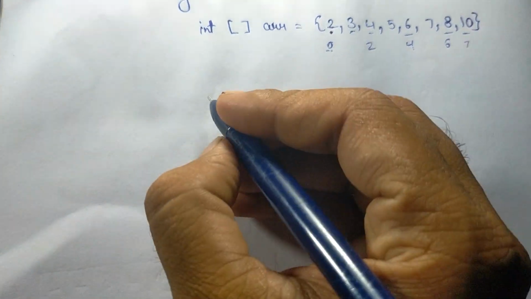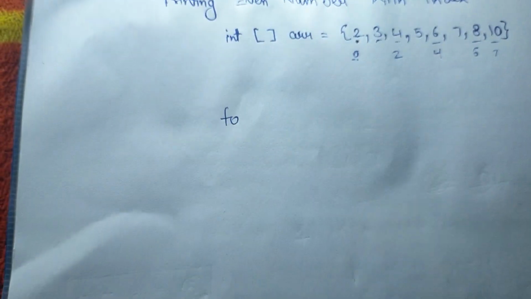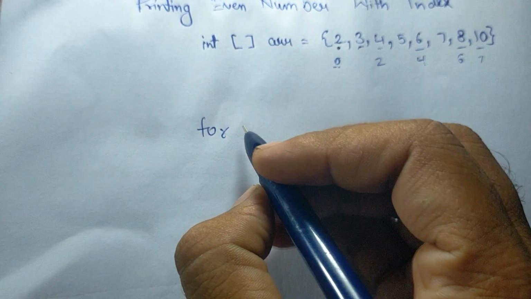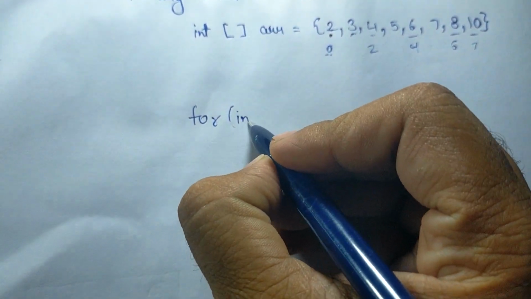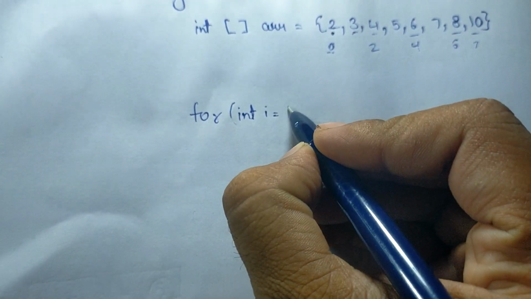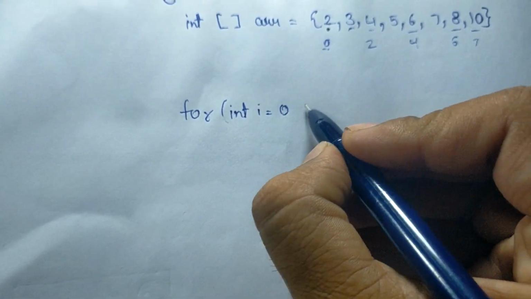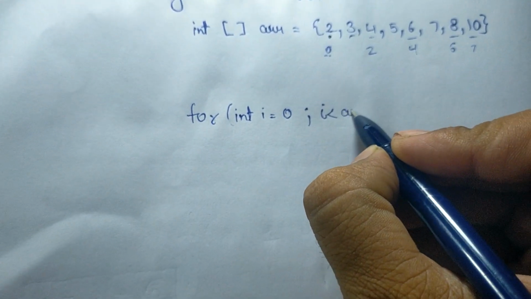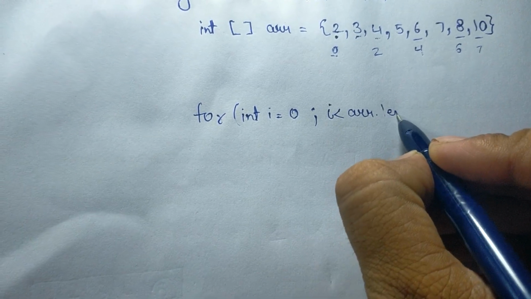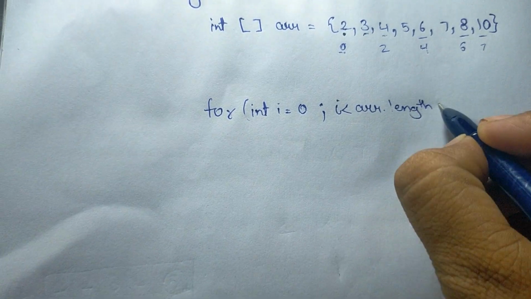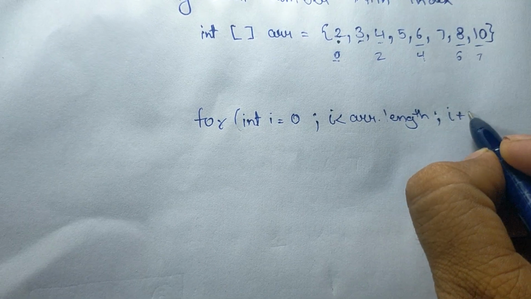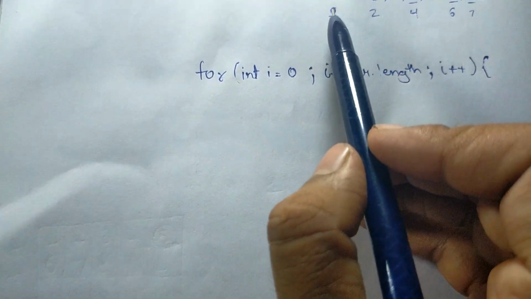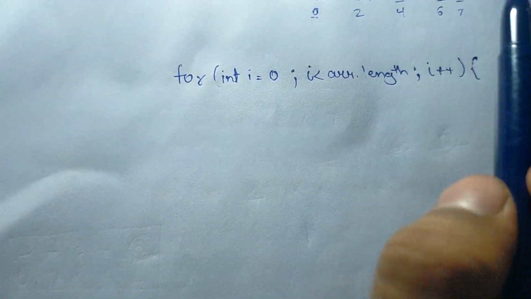So let's start doing this. First of all, we traverse our array. For traversing our array, we want to do for int i equals 0, we are starting from this, then i less than arr dot length, then i plus plus. So it is used to traverse every index of that array.